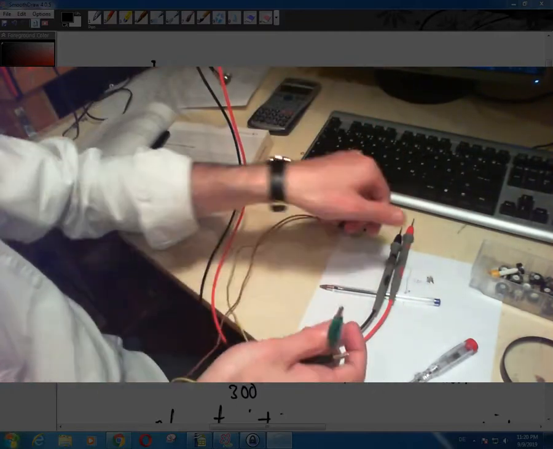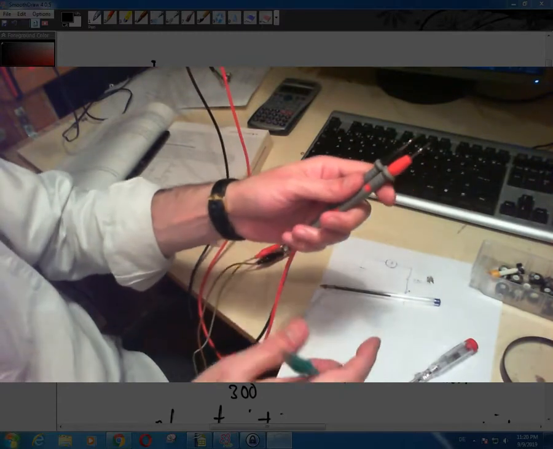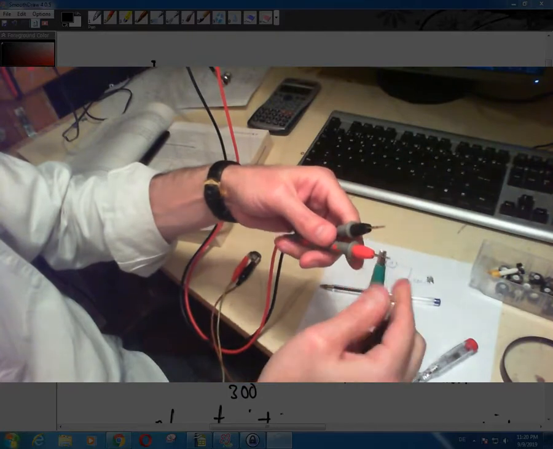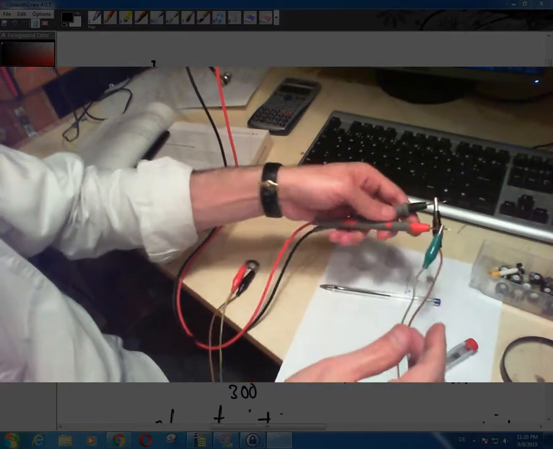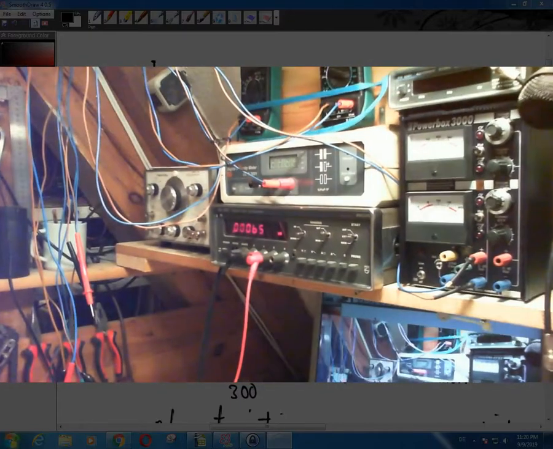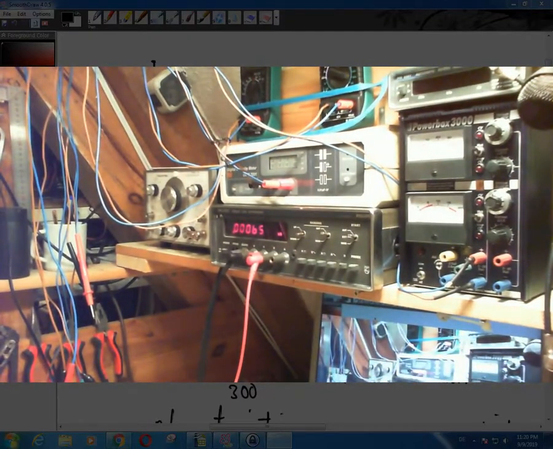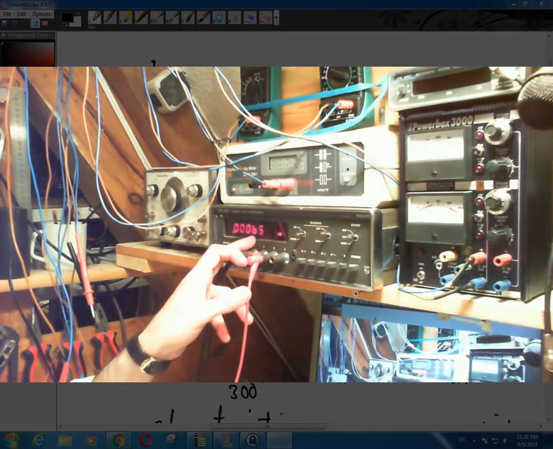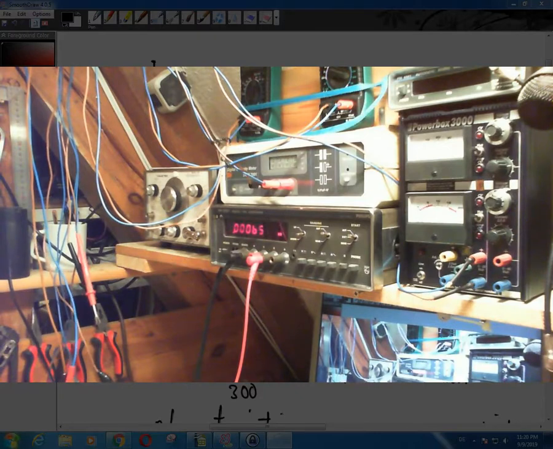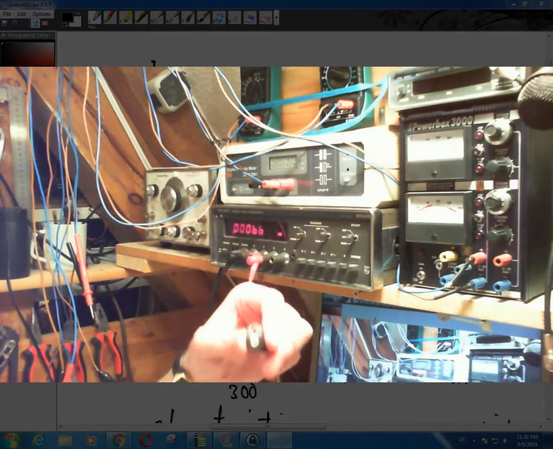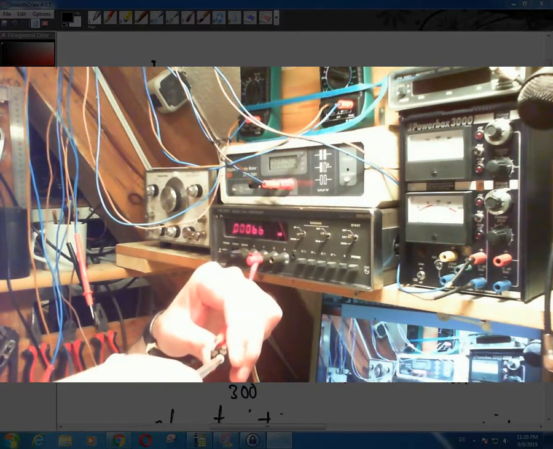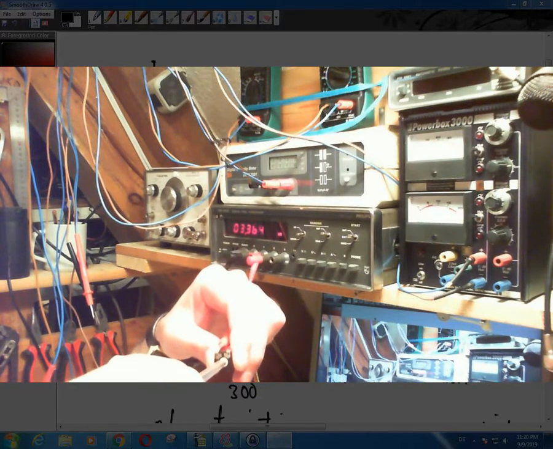Then I connect this to the probes of my multimeter, like this. Now I'm reading 0.65 ohms on the multimeter, and you can see what happens. If I turn this, you can see that the resistance is changing.